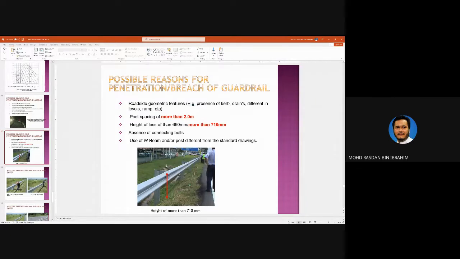If it is taller, the vehicle will go down the guardrail. If it is shorter, then the vehicle will go up and fly above the guardrail. So the research has shown that we need more or less 710 millimeters. Or it can be that they do not have adequate connecting bolts, or the use of W-beam, or the post is different from the standard drawings that I mentioned.